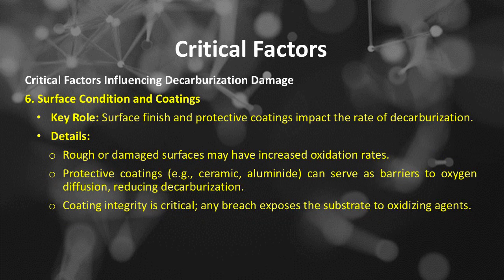Number 6 of the critical factors influencing decarburization damage is surface condition and coatings. Key role: surface finish and protective coatings impact the rate of decarburization. Details: rough or damaged surfaces may have increased oxidation rates. Protective coatings, e.g., ceramic, aluminide, can serve as barriers to oxygen diffusion, reducing decarburization. Coating integrity is critical. Any breach exposes the substrate to oxidizing agents.